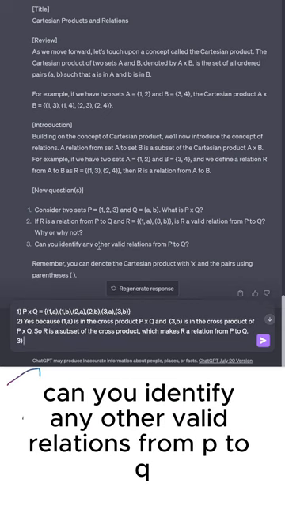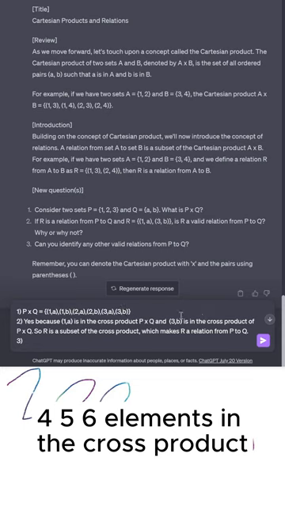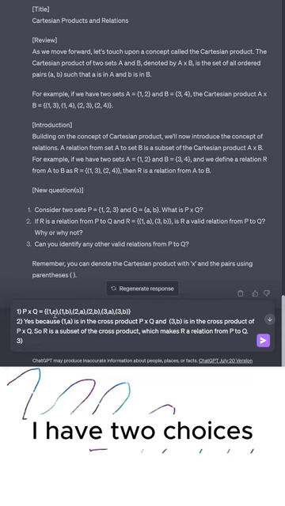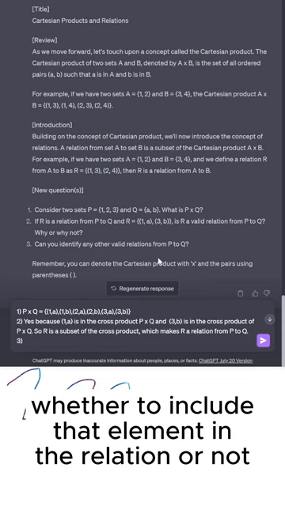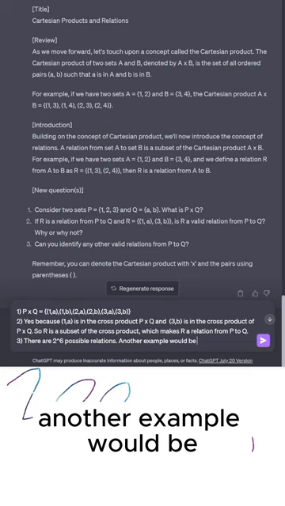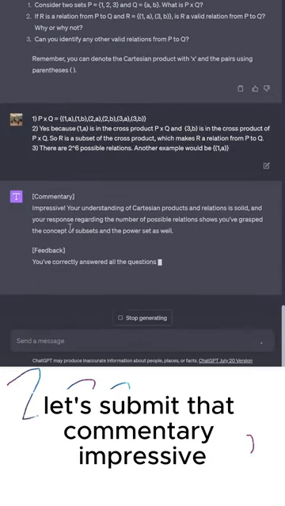Number 3, can you identify any other valid relations from P to Q? Well, specifically, there are 1, 2, 3, 4, 5, 6 elements in the cross product. For each element in the cross product, I have two choices, whether to include that element in the relation or not. And so there are 2 to the 6 possible relations. Another example would be if I have the set just containing (1, A). Let's submit that.